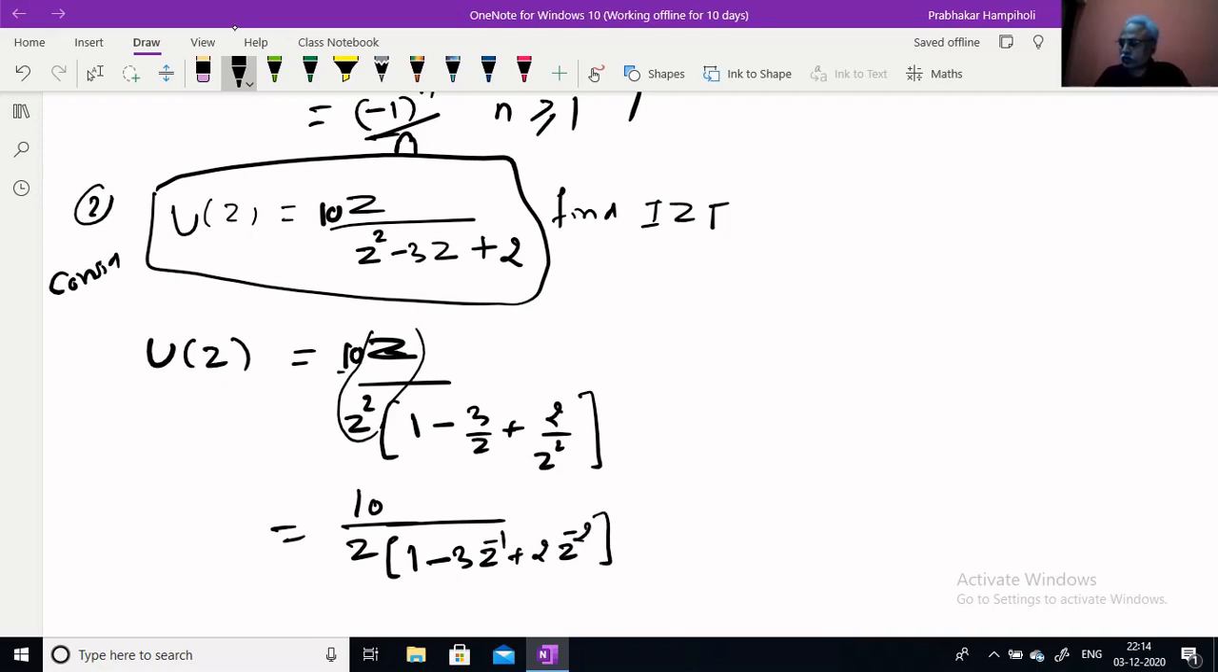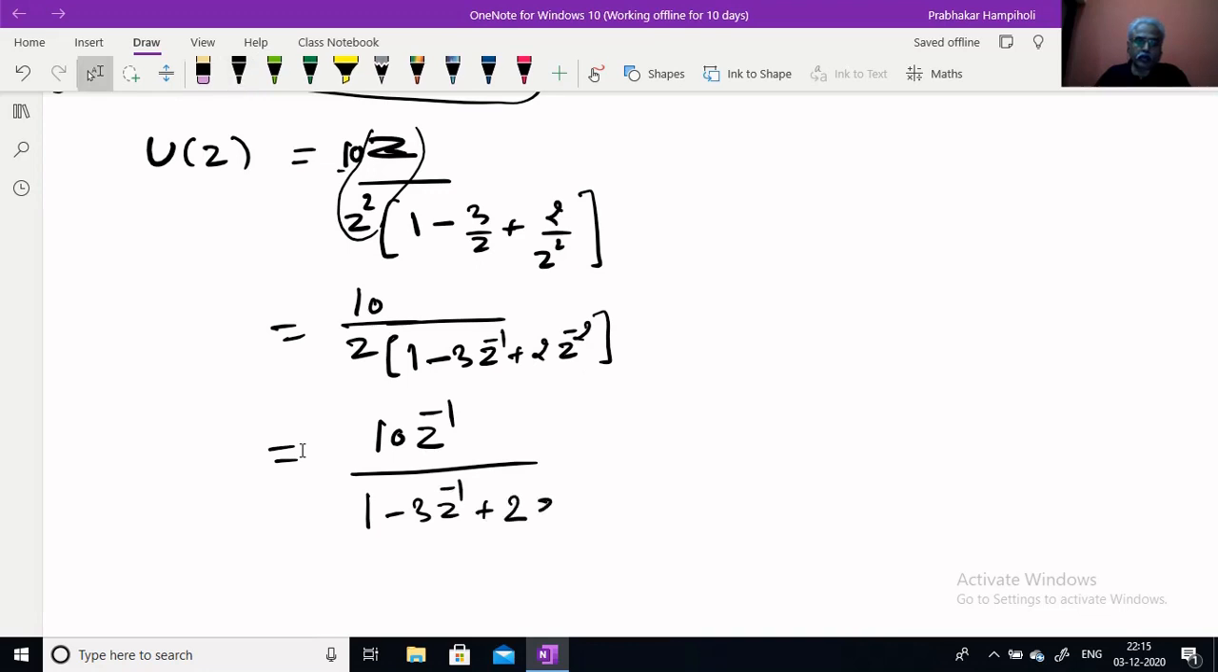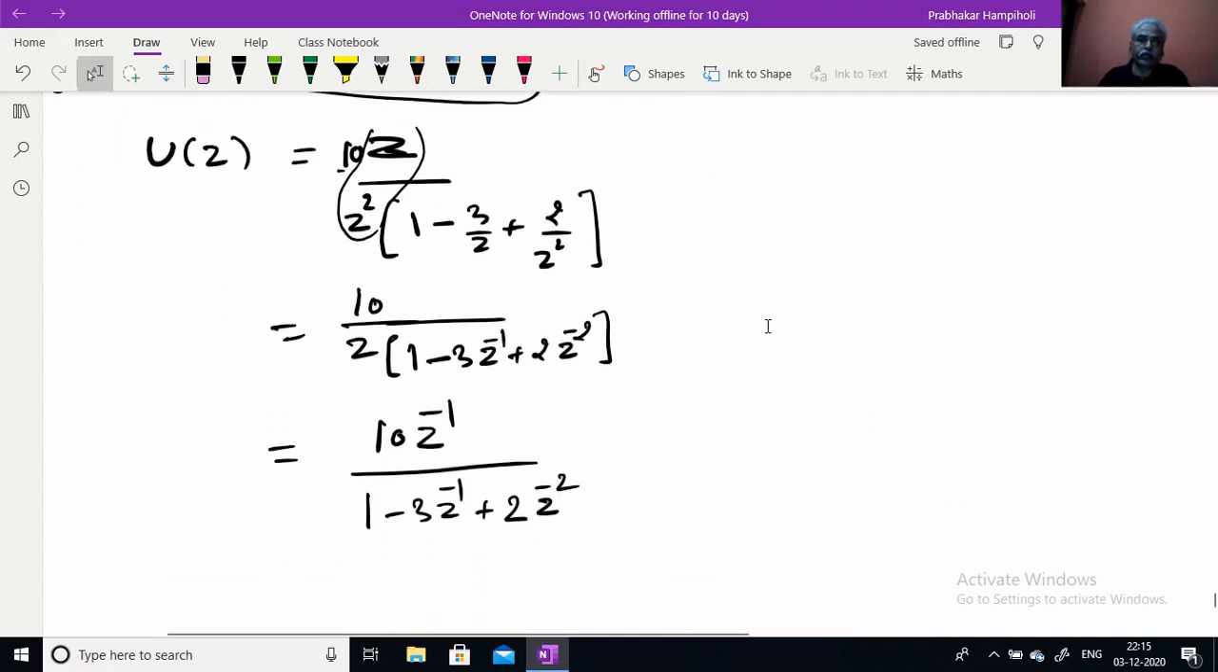Now this will be written in terms of negative powers of z always. Hence I can write in the numerator z raised to minus 1, and in the denominator 1 minus 3 times z raised to minus 1 plus 2 times z raised to minus 2. Now with the usual process of division, which I will consider in the right hand side here only, see what I am going to do.